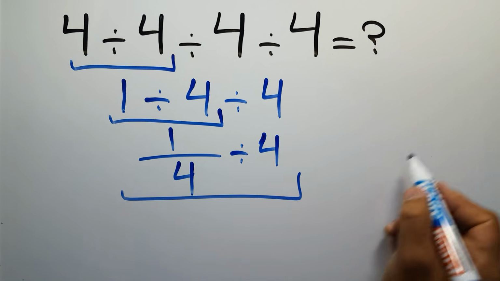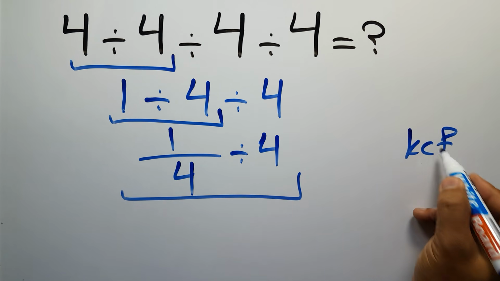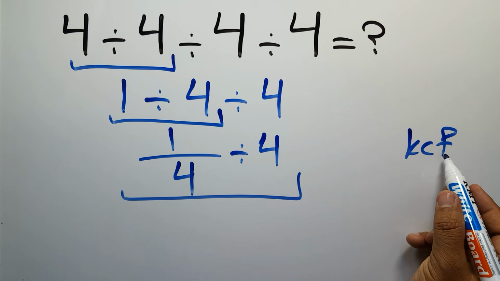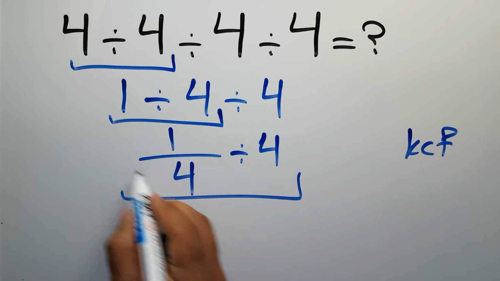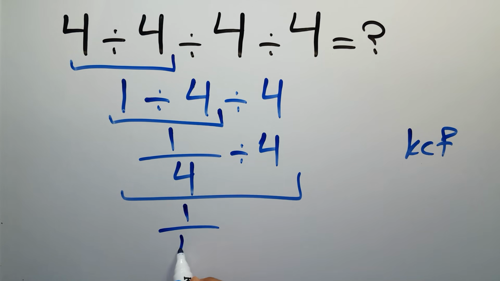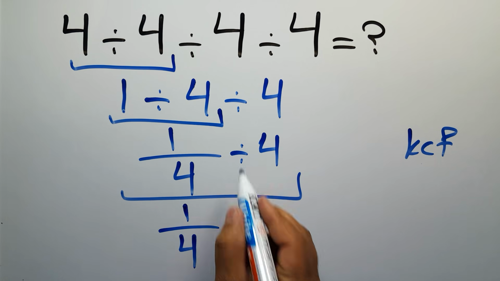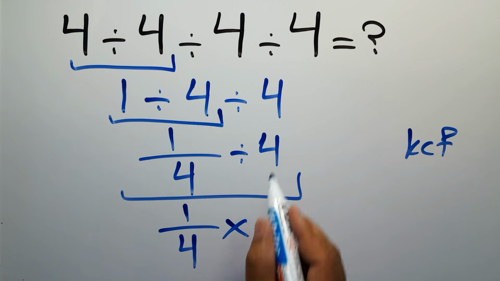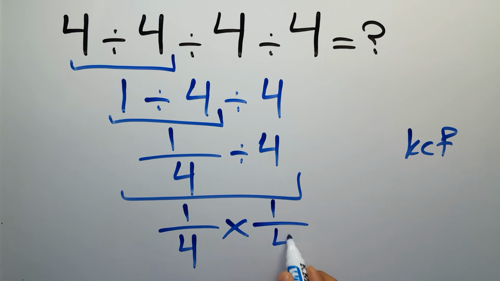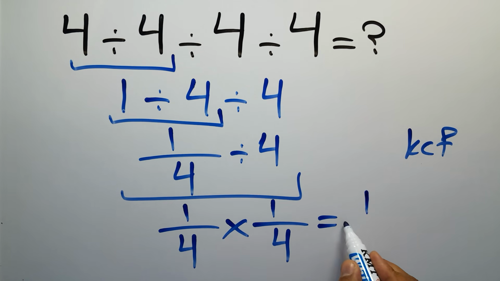Now, according to the KCF rule, K stands for keep, C stands for change, and F stands for flip. We can write: keep the first fraction, change division to multiplication, and flip the second fraction. So we have 1 over 4 times 1 over 4, which equals 1 times 1 gives us 1. So 4 times 4 equals 16. So we have 1 over 16.